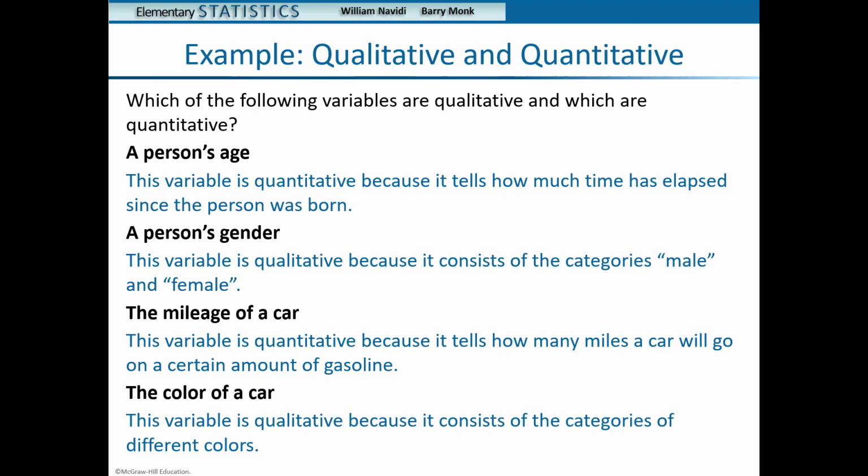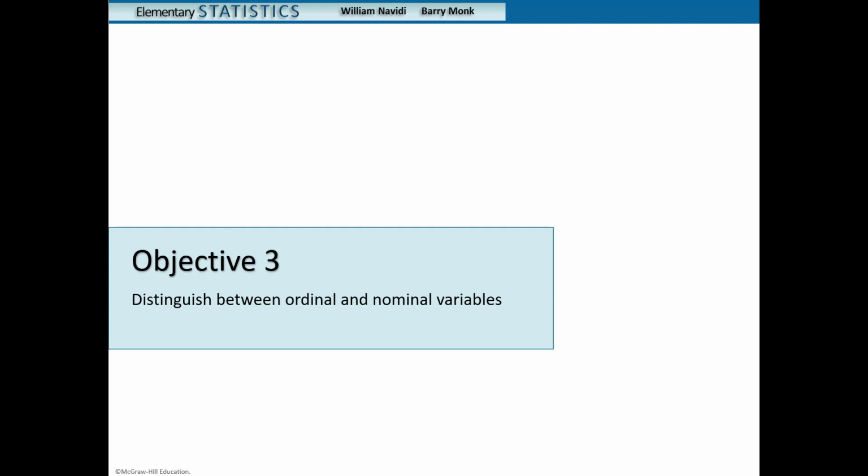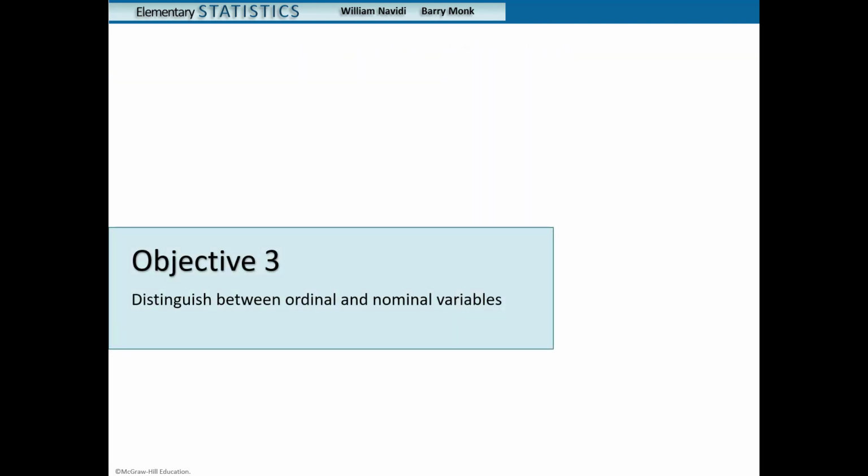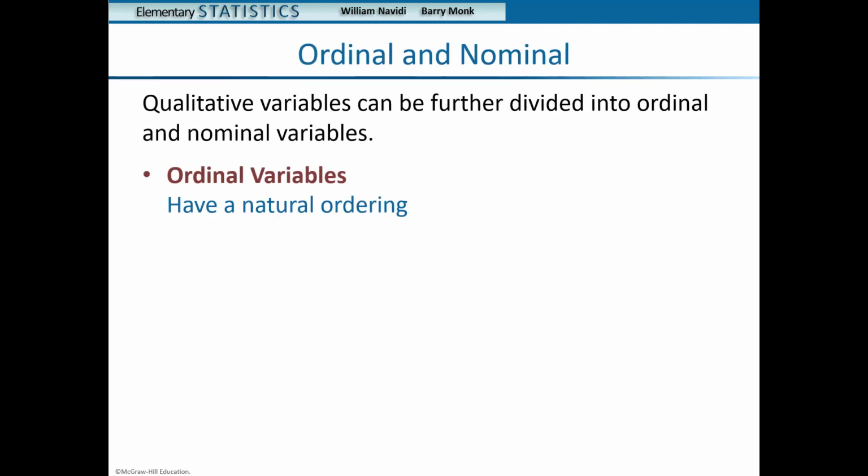Okay. Now, variables can be broken down even farther, right? So what we've said is that there are two types of variables, right? There are quantitative and qualitative. Qualitative variables can be broken down into two types as well, ordinal and nominal, right? So there's ordinal and nominal, and these are two types of qualitative variables. So let's define these terms.